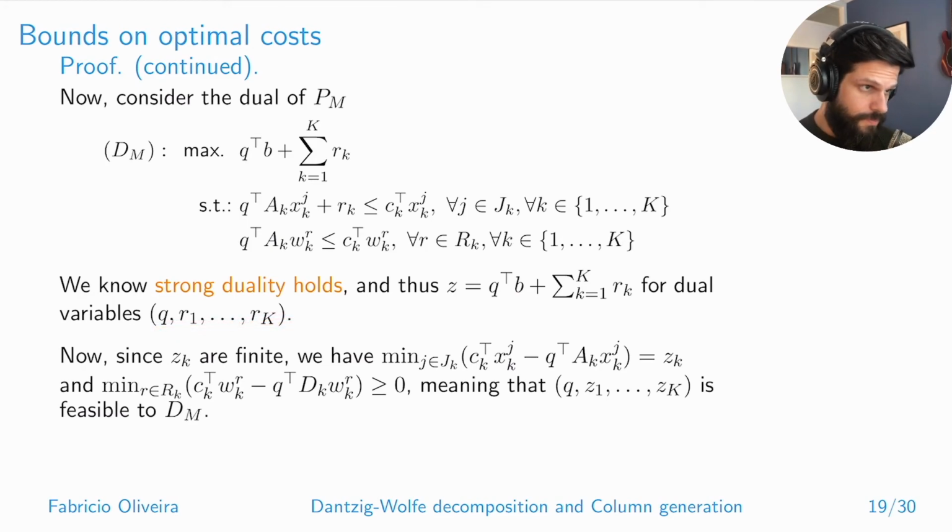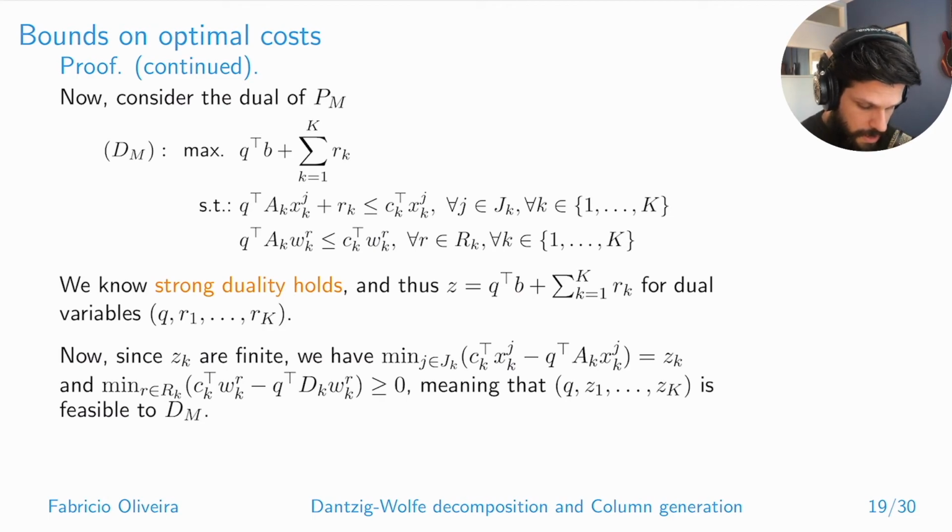Now, notice that because we are assuming that these zk's are finite, so they return us a value that we can use to calculate the bound, that means that when we're solving the pricing problems, the subproblems Sk, we are obtaining these values here for them. And of course, these values will satisfy this because there is no extreme ray involved. Otherwise, you'd find a direction where this holds, which is not the case because we're finding finite values.